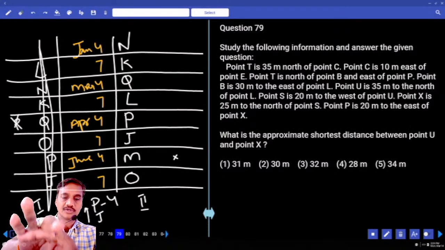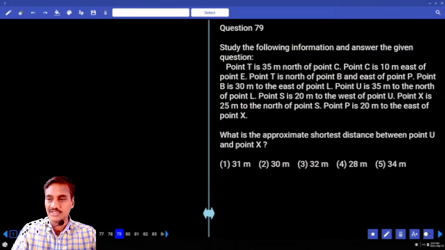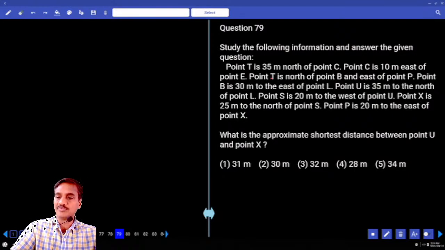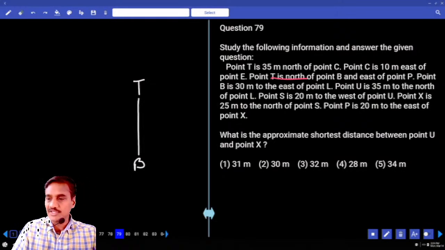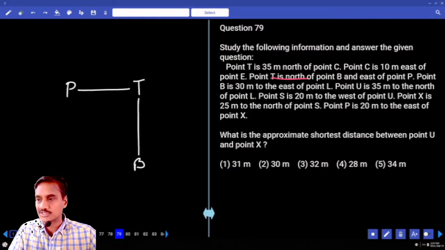Now directions. Now in this direction, 78 to 79, T is 35 meters to the north of C and C is 10 meters to the east of EN, isn't it? And T is to the north of B. Now T is to the north of B, let us take T like this. Now this T is to the north of what? T is to the north of B and to the east of P. And now T is to the east of P, unknown. That means T is to the east of P, the distance is not known as of now.